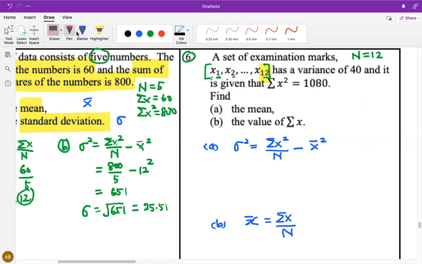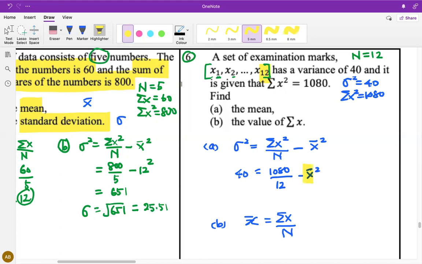Sorry. So variance is 40. The sum of x squared is given, right? 1080. So we use this formula, variance. So we have this 40. Our sum, we have 1080. Our n, we have 12. And our mean, we don't know. That's why we want to find out.